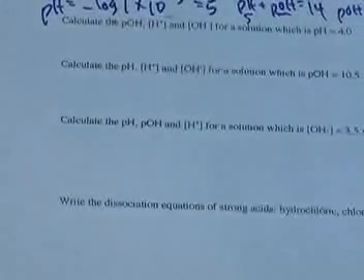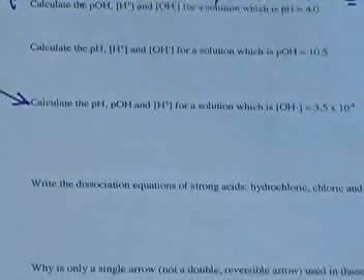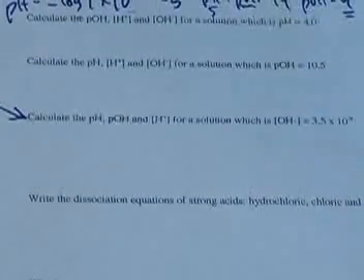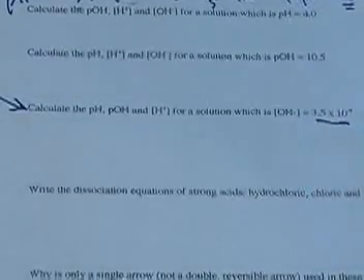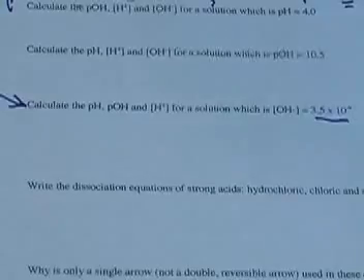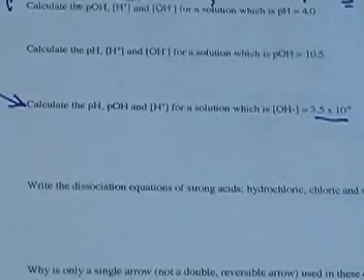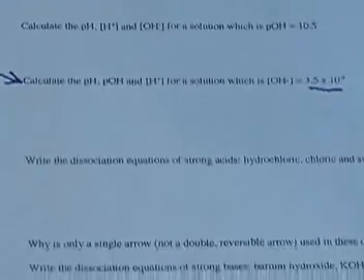Let's go on to one that's a little bit more difficult. Let's take a look at this one right here, the third one down, where it says calculate the pH, pOH, and H plus for a solution whose OH minus concentration is 3.5 times 10 to the negative 9th. Now there's a couple different ways to go about doing this. I'm going to give you one way, and I'll describe to you the other way in case you want to do it as well.